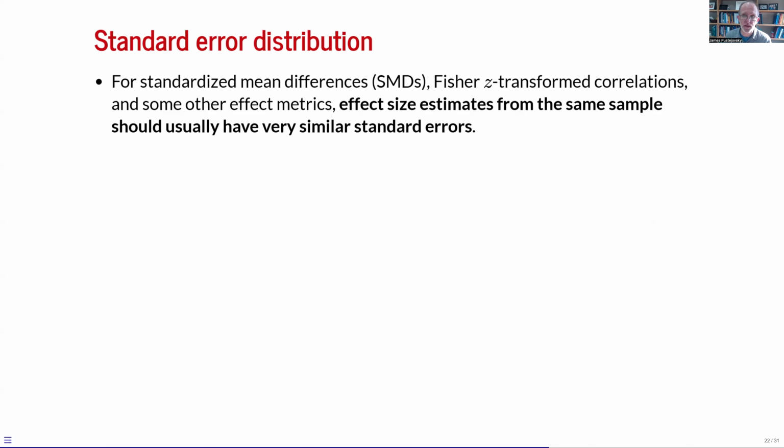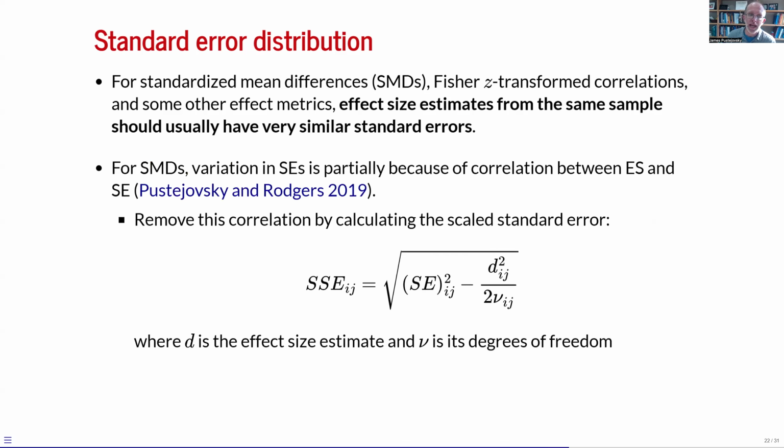That's not true of some other effect size metrics, though. And there's a further wrinkle with standardized mean differences: the standard error that you compute for meta-analysis is going to vary within study because of the correlation between the effect size and its standard error.